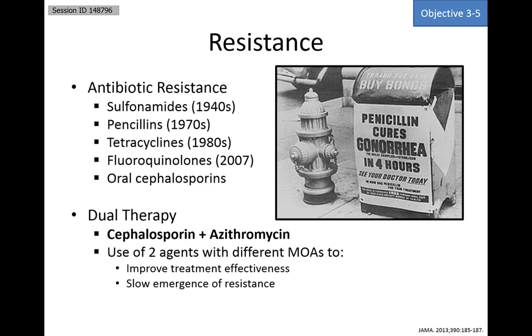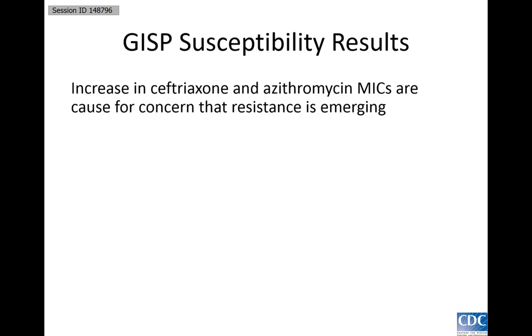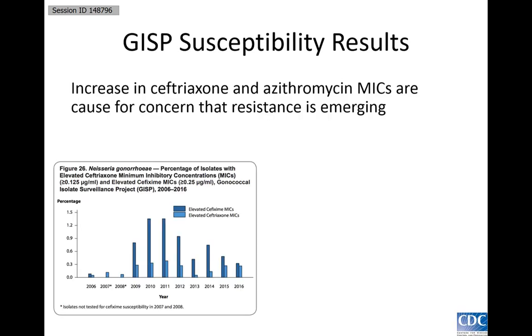The use of these two drug classes is going to be important in gonorrhea, which has been building resistance over time. By using these two different types of antibiotics with different mechanisms of action, we're improving treatment effectiveness as well as potentially decreasing the rate of resistance. In recent years, there has been some increase in ceftriaxone and azithromycin MIC.